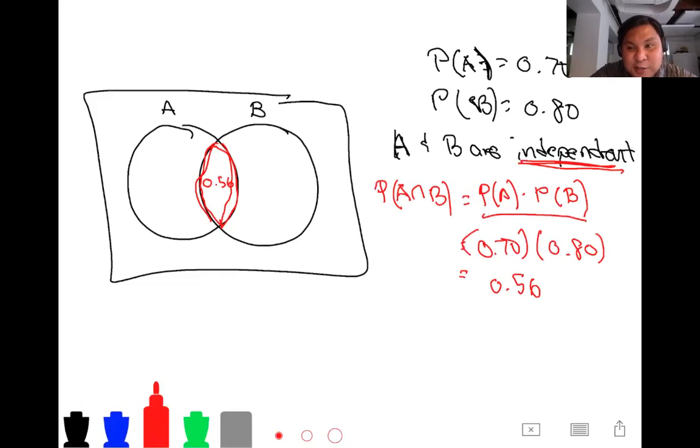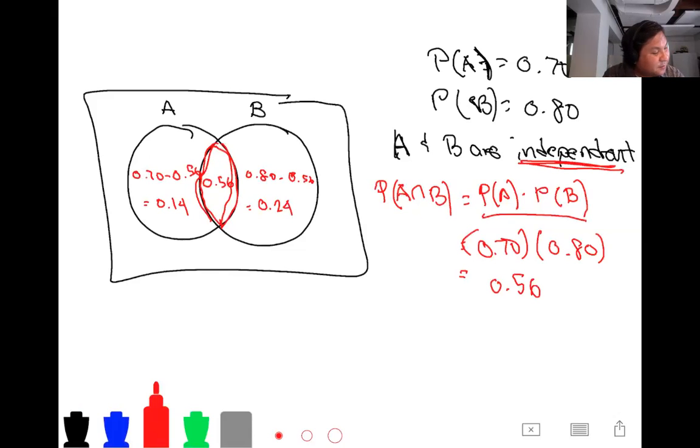Now that we have what is in the middle, we are ready to proceed outwards. What is the probability that he only does his math homework? That is simply 70% minus 56%, which is 14%. What's the probability of him only doing English homework? That is 80% minus 56%. So this is 24%.